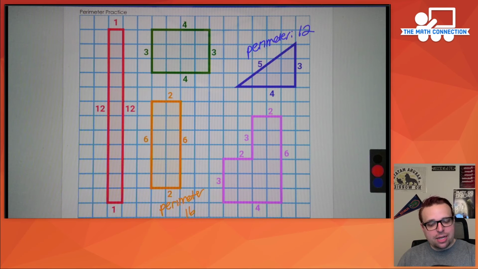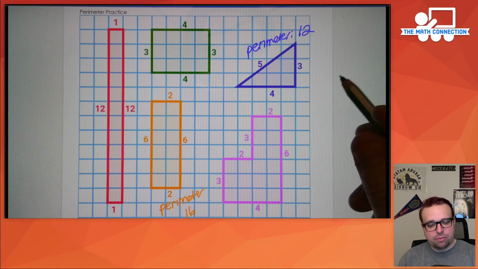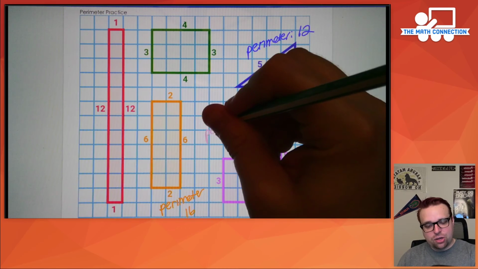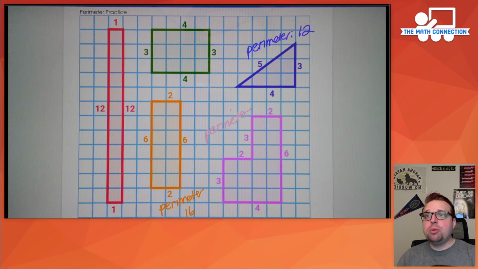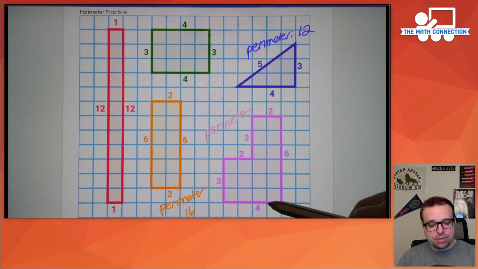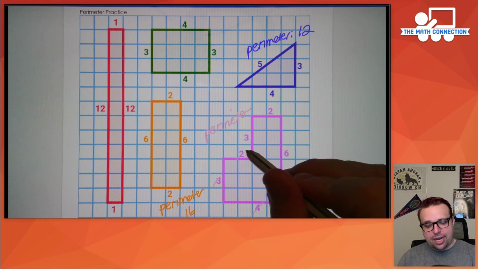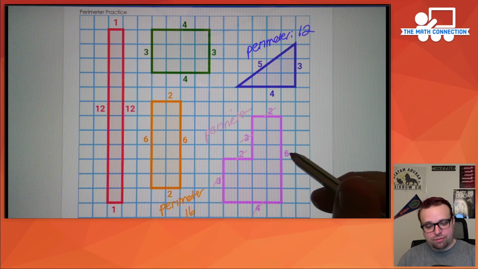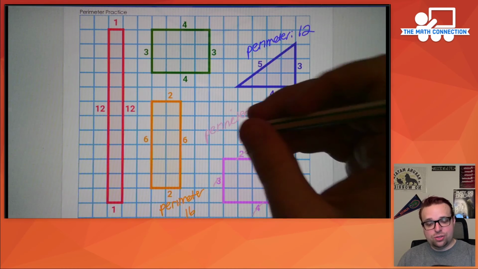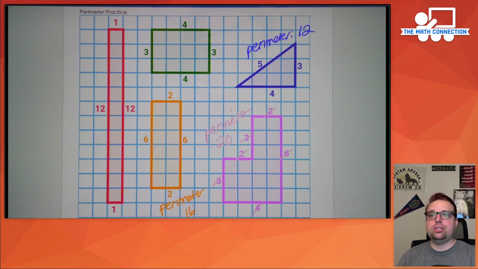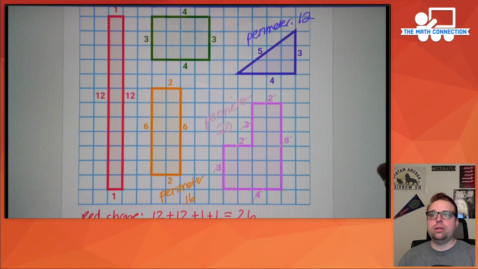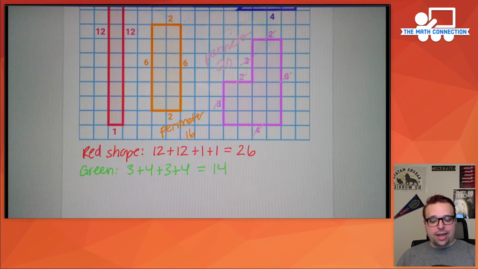And then last but not least, and I don't think I have a pink that's going to look correct here, whatever, it's fine. Yeah, you could read that, right? The perimeter of the pink shape is going to be 4 plus 3 is 7, 8, 9, 10, 11, 12, 13, 14, and 14 and 6 is 20. So the perimeter of the pink shape is 20.